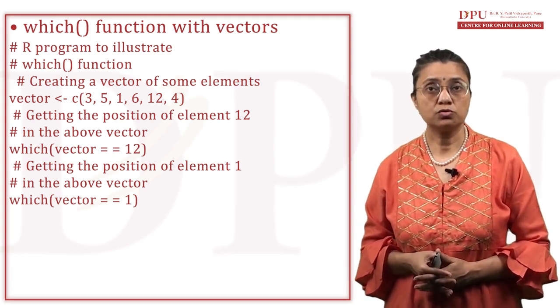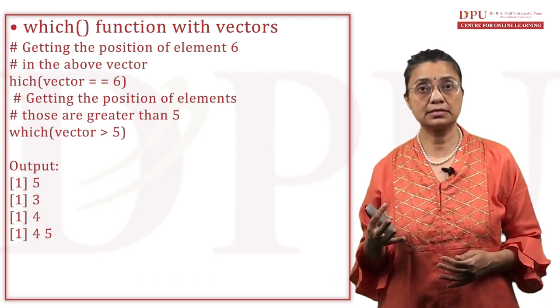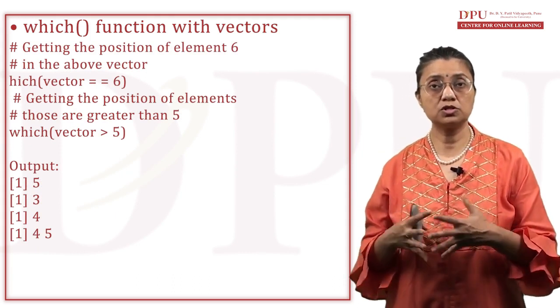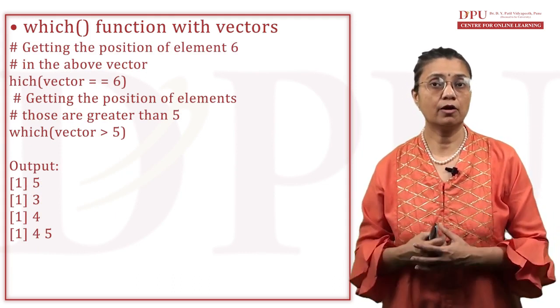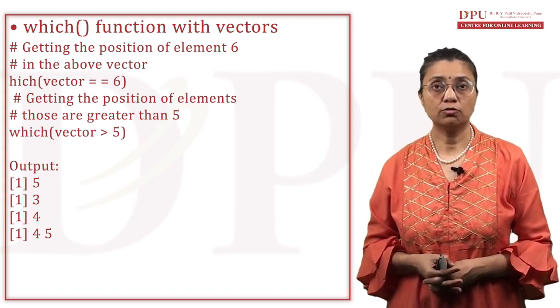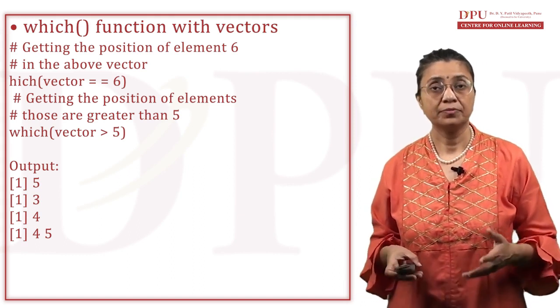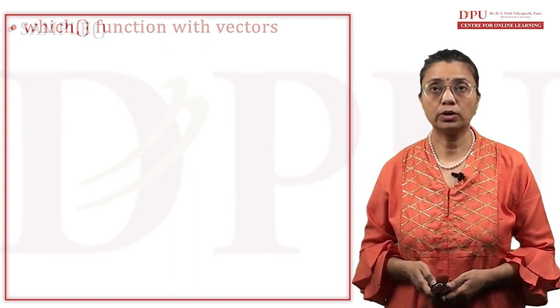Likewise, we are also doing it for 6. So then we get the position of the element 6. When we are looking for the position of the element 6, we get the output 4. And that is how we are trying to find out the positions. You can see the output on the right hand side and you can relate it with the code.